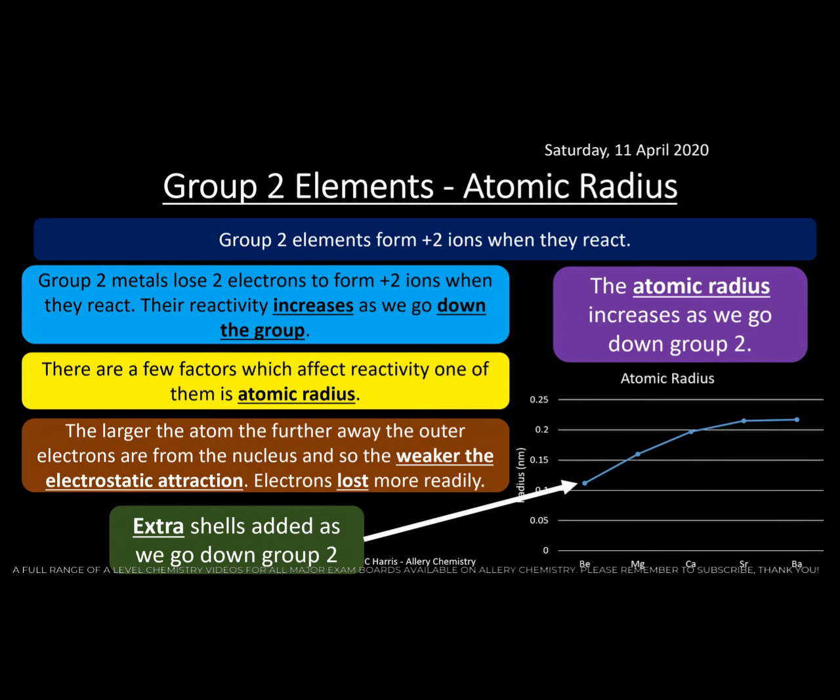So we can see this here in graph form. So we've got some group 2 elements starting from beryllium to barium. So there it is there. So you've got beryllium, magnesium, calcium, strontium, and barium. So beryllium has the smallest radius. It is the smallest ion. And then as we go down the group, that atom gets bigger.